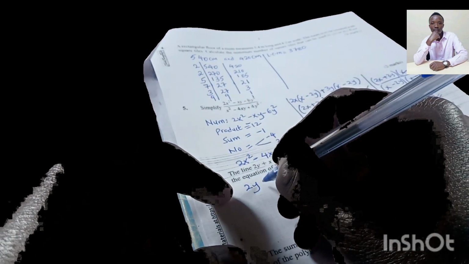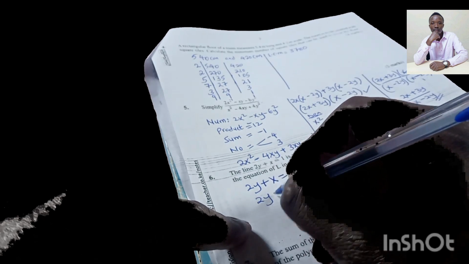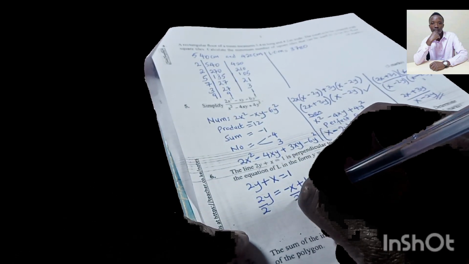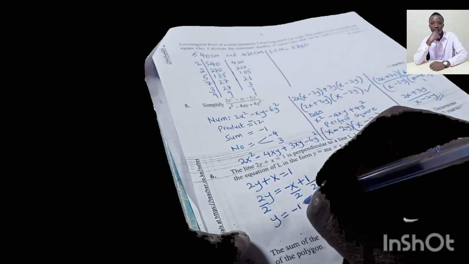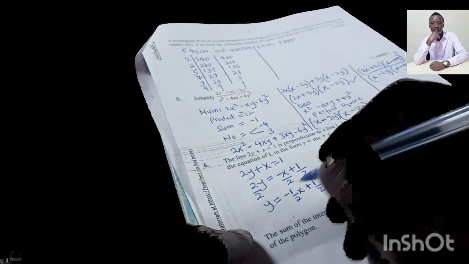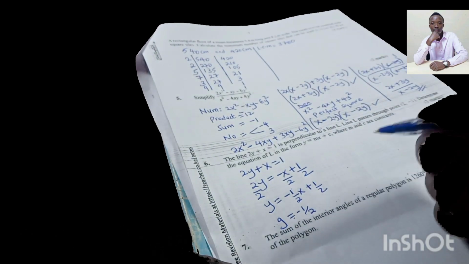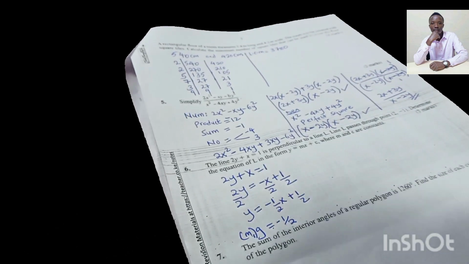2y plus x is equal to 1. So it's going to be 2y is equal to minus x plus 1. Then we divide both sides by 2, and we will get y is equal to negative a half x plus 1 over 2. So the gradient of the first line will be equal to negative 1 over 2. Remember, the gradient is the same as what we call m1. It can be negative 1 over 2.